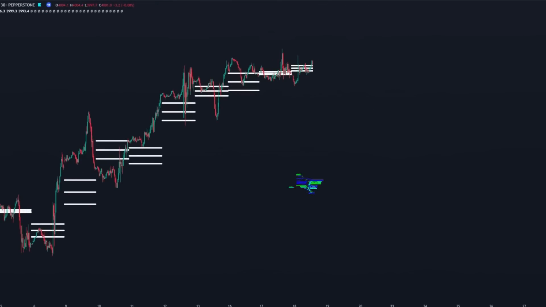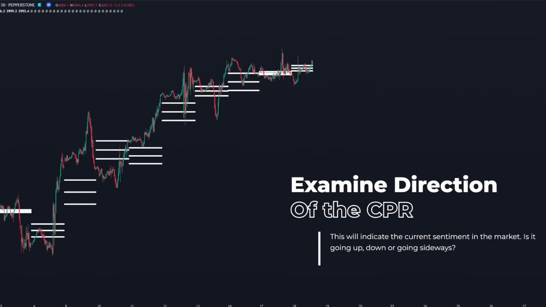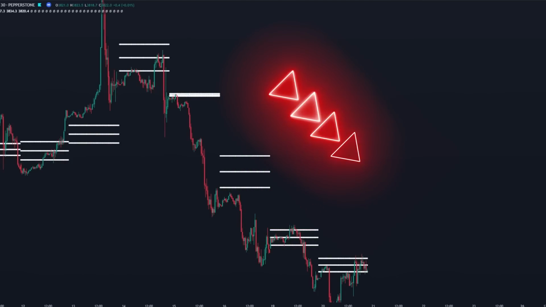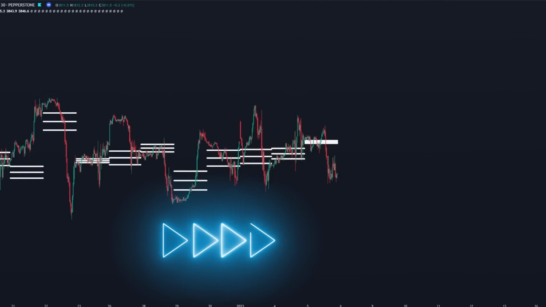The next step in using the CPR indicator is to observe the direction it's moving. Is it on an upward trajectory, downward slope, or remaining flat? This can give insight into the current sentiment of the market. As a general rule, an upward trend indicates a bullish market, a downward trend indicates a bearish market, and a flat or sideways trend suggests consolidation.